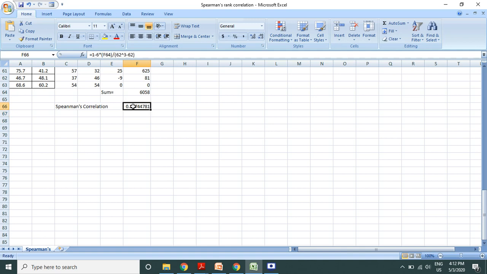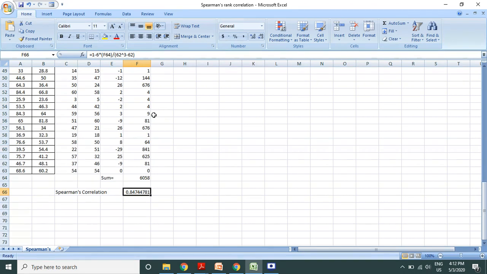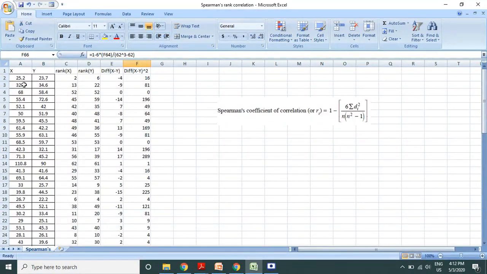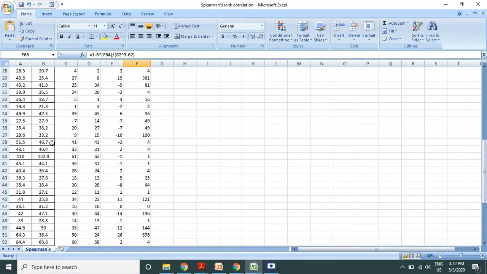So this is our Spearman's rank correlation. In this way, we can see here it's highly correlated, meaning these two data sets X and Y are highly correlated.